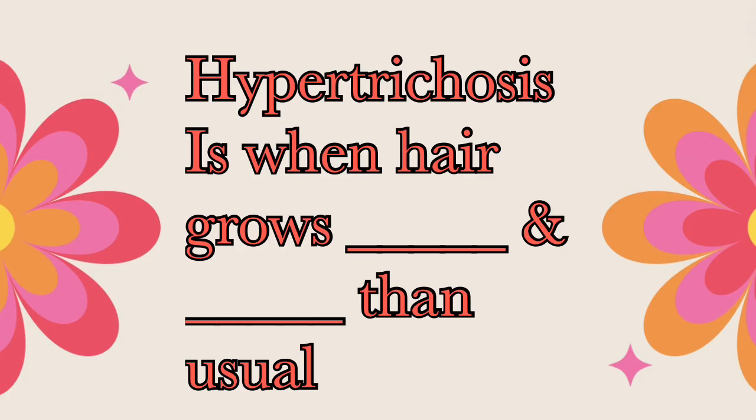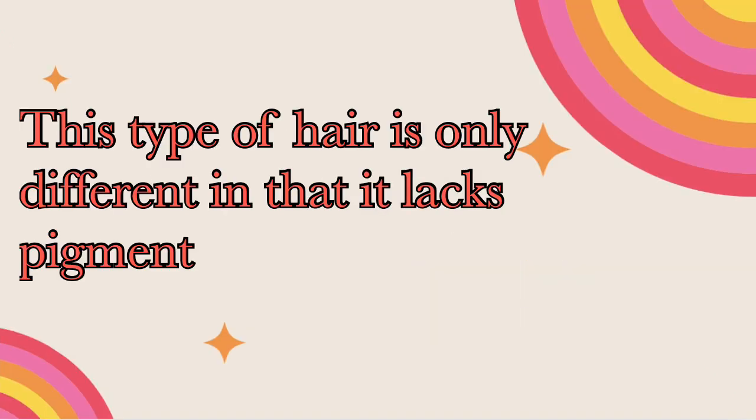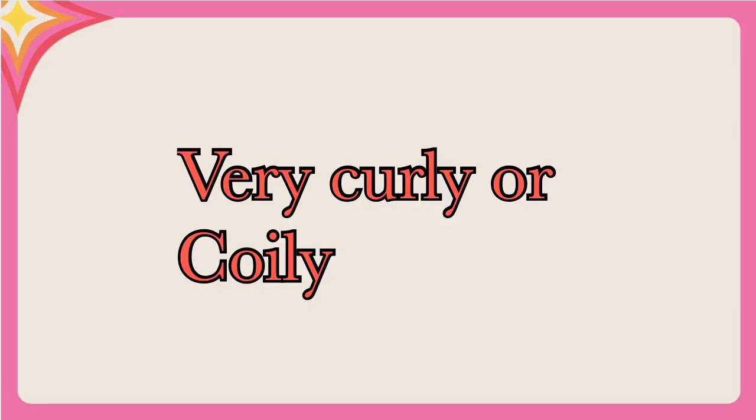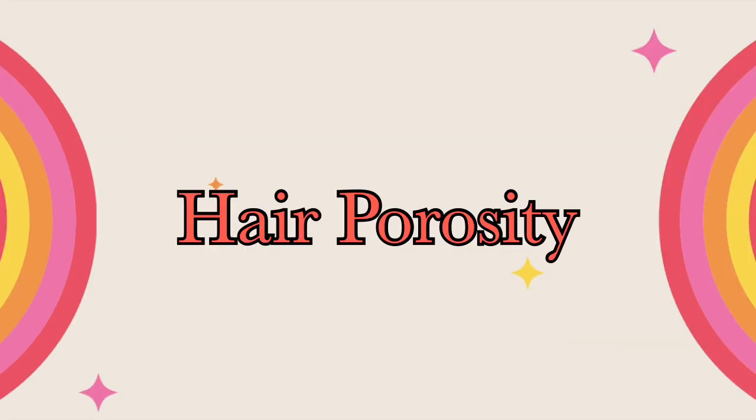Hypertrichosis is when hair grows longer and thicker than usual. This type of hair is only different in that it lacks pigment. Gray hair. Which type of hair contains an elliptical cross-section? Curly or coily? What is the amount by which the scales of the cuticle layer are lifted? Hair porosity.